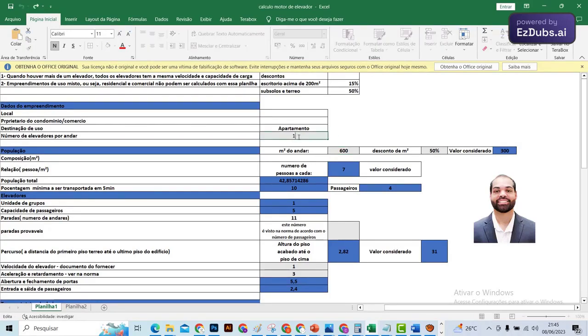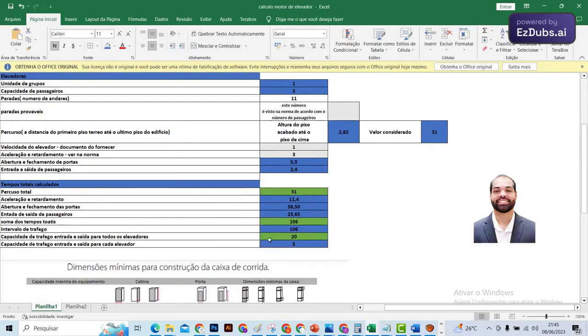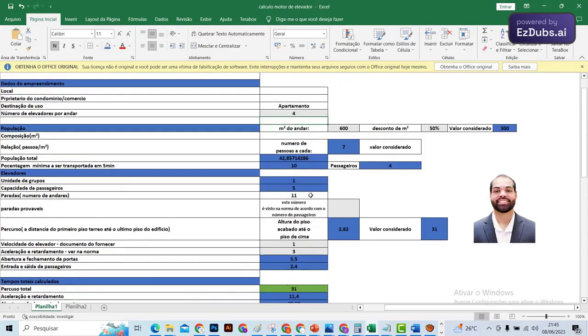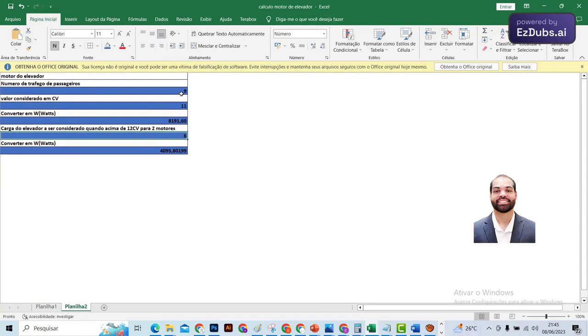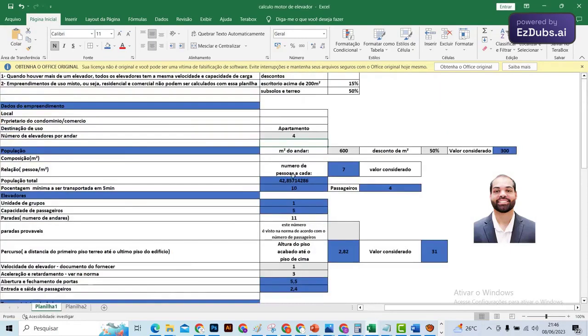If I put 4 here, for example, basically what will happen is a decrease in my traffic capacity, so each elevator will then support 5 people with traffic also of 5. So I will have here in my spreadsheet the total number of passenger handling is 9, the value considered in HP is 11, and converting this into watts I have 8,191 W. As I have a motor for my elevator of up to 12 HP, then I can consider a single motor with 11 HP for each elevator, so I will have an 11 HP motor, considering then my 4 elevators.